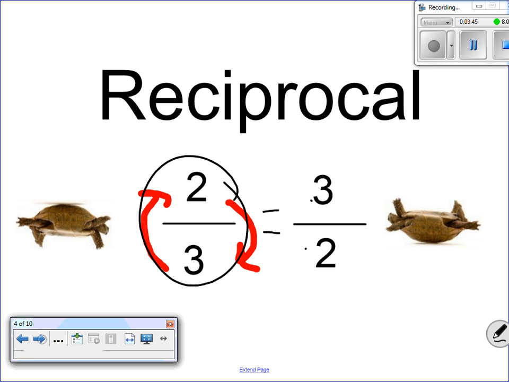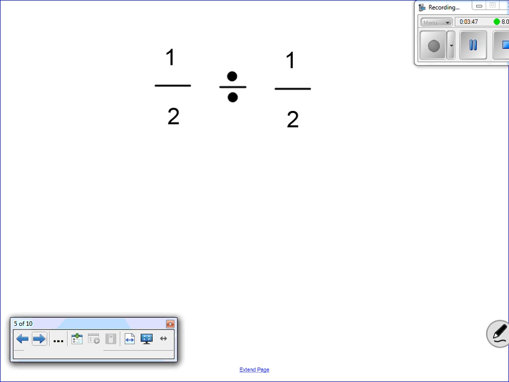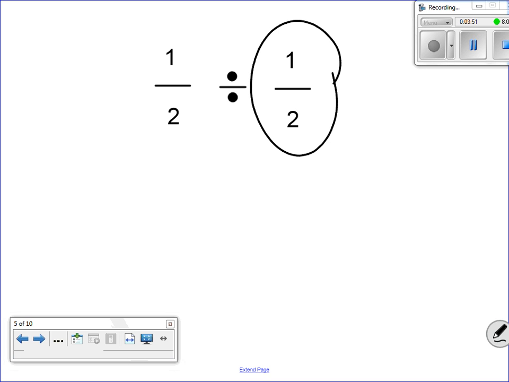Okay? For example, you have half divided by half. You find the reciprocal of this number. So watch. It's half, and the reciprocal would be 2/1. Once you find the reciprocal, kids, you multiply. It's that simple. And once we're multiplying, we know what to do, right?